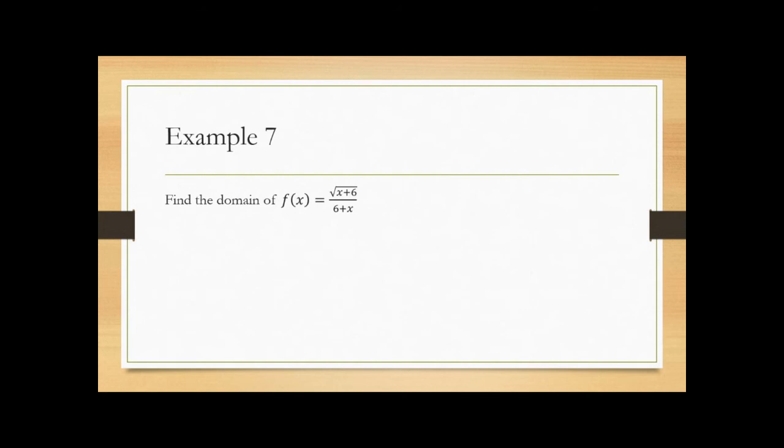So we have to think about both of those things as far as our domain. I'm going to start with the denominator dividing by 0, because we just did an example like that. To find out what is excluded, I'm going to say that our denominator, 6 plus x, cannot equal 0, because if it does, we have a problem. So if you're solving for x, you can subtract 6 from both sides. You get that x cannot equal negative 6.